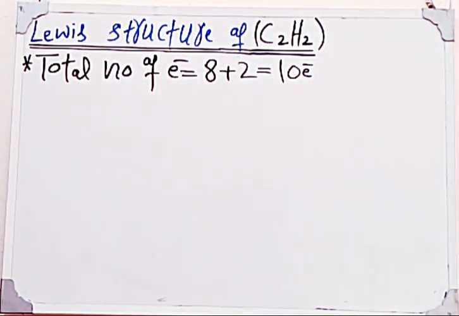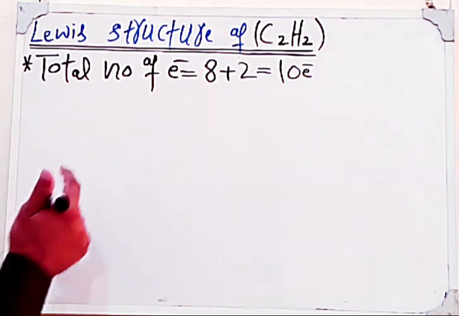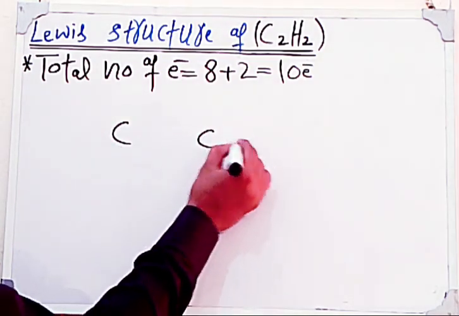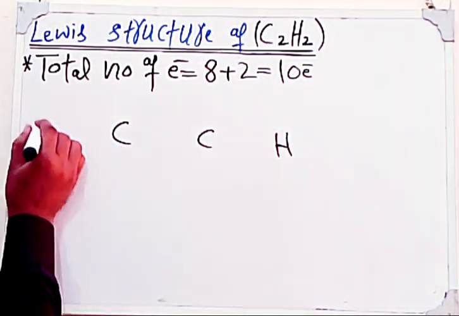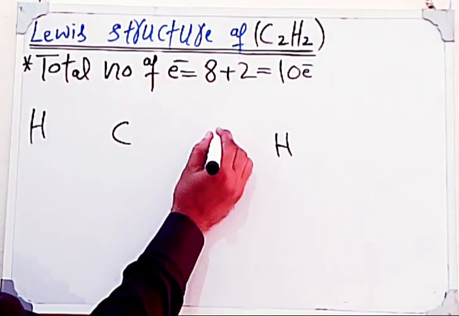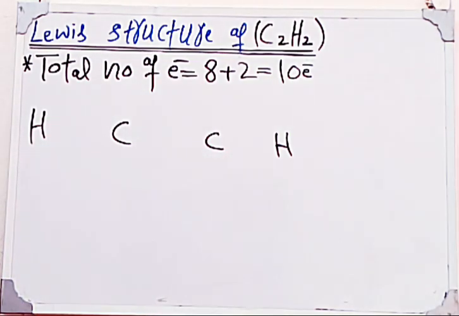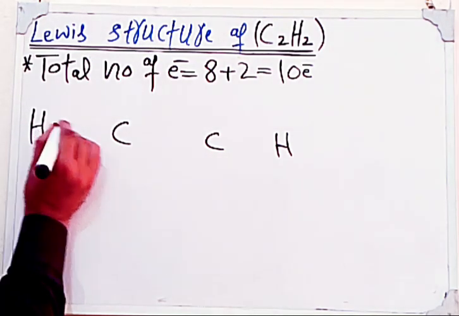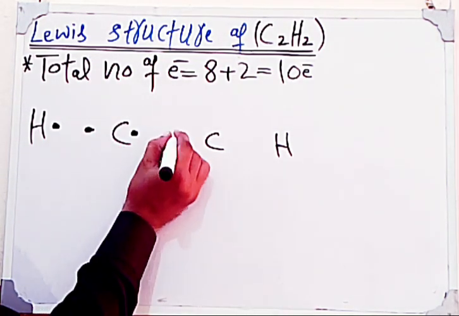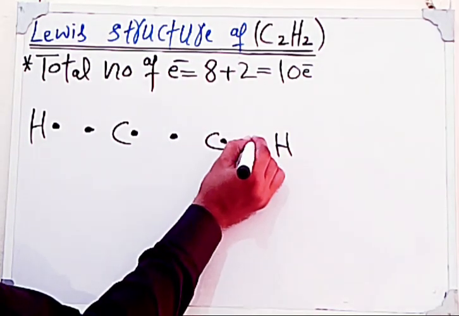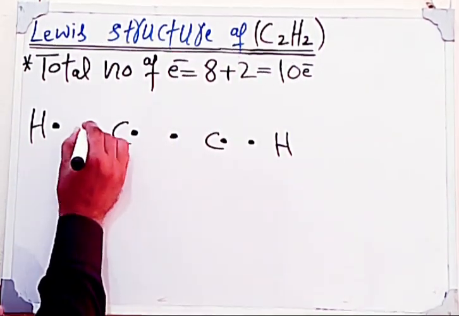The other rule is that the less electronegative atom is present in the center, and also hydrogen atoms are present outside the molecule. So we consider carbon in the center. Students, carbon, hydrogen and hydrogen. So students, first of all, to represent a single covalent bond, we place a pair of electrons between every carbon and hydrogen atom.